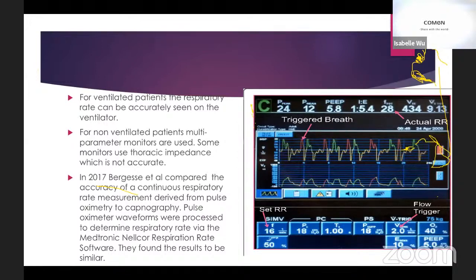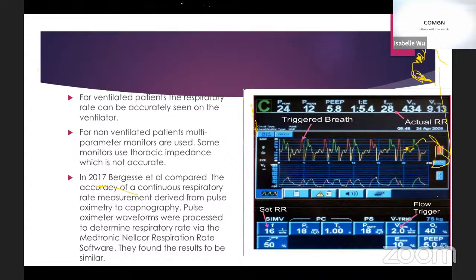Okay? Now, for ventilated patients, obviously you can look on the ventilator and you can see what your set rate is. For example, on this machine, the set rate is 16, but the patient's total respiratory rate is 28. It's quite annoying that different ventilators do different things, but some ventilators will have F, which is frequency, or some others would have RR, which is respiratory rate. Either one is talking about the respiratory rate of the patient.